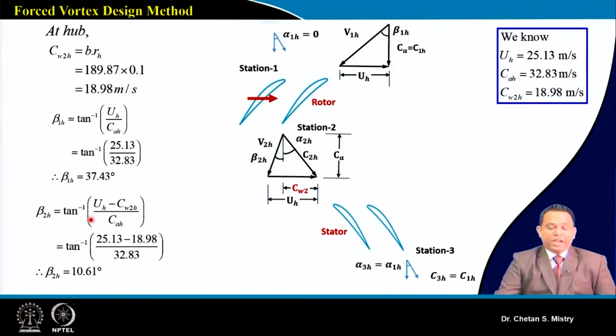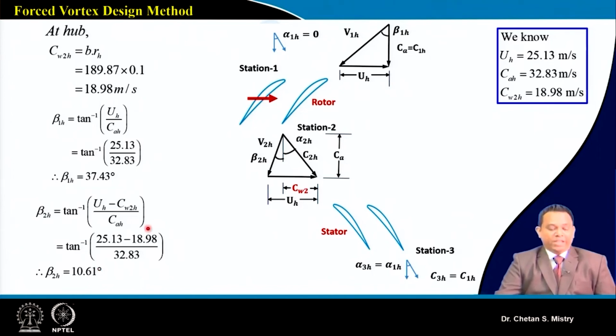Same way at the exit also we can do our calculation for beta 2H. It is UH minus CW divided by CA at the hub. Be careful when you are doing your calculation. You must make a habit to write down what all data you know at a particular station. Here our axial velocity is not constant. That axial velocity is reduced, so it is 32.83. So do this calculation carefully. It says my beta 2 at the hub is coming 10.61.